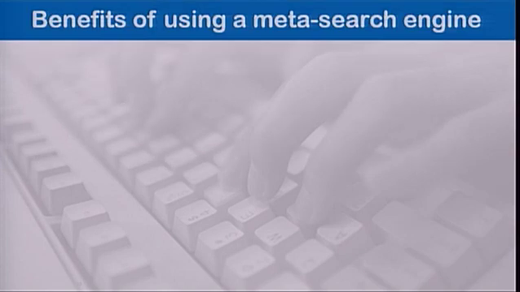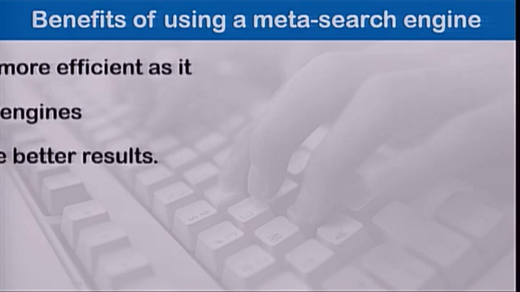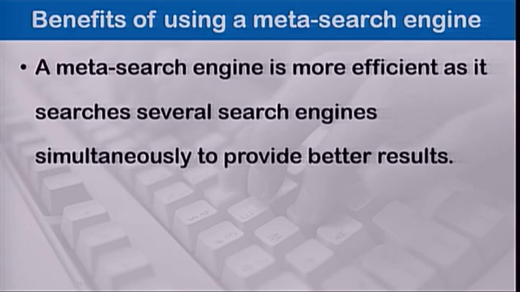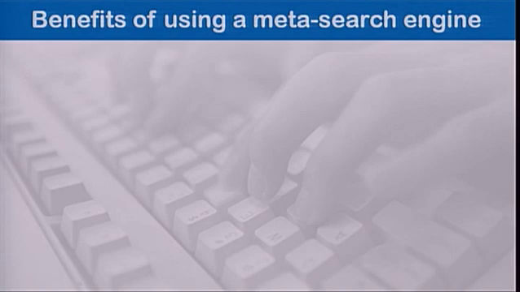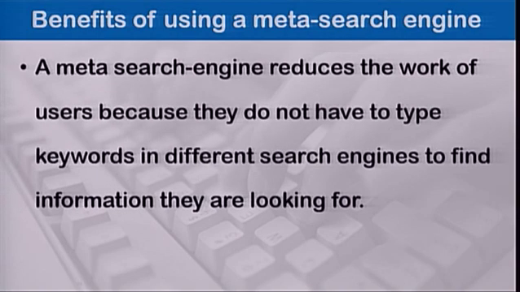Next, let us consider another benefit. A meta search engine is more efficient because it searches several search engines simultaneously to provide better results. A third benefit, a meta search engine reduces the work of users because they do not have to type keywords in different search engines to find information they are looking for.